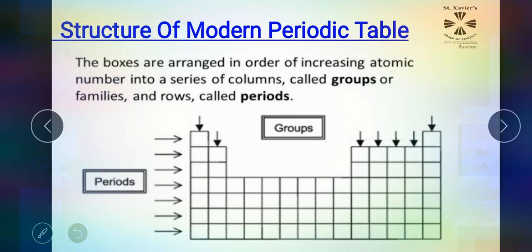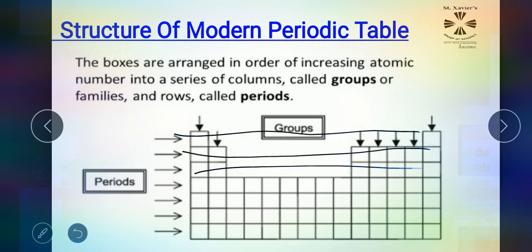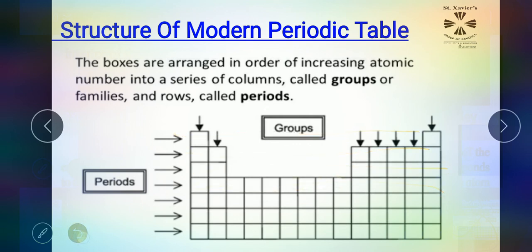When we see, horizontal rows are called periods, whereas vertical columns are called groups, students. So let's see how many periods and how many groups there are in the modern periodic table.